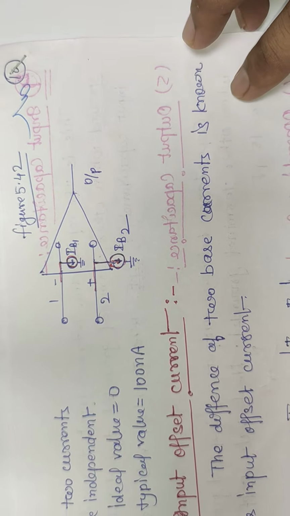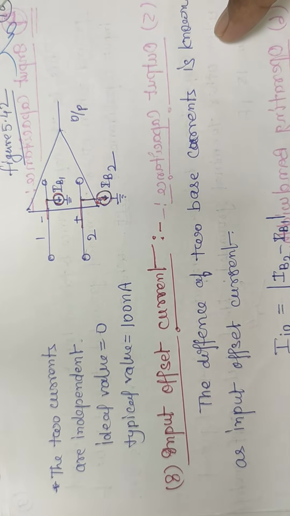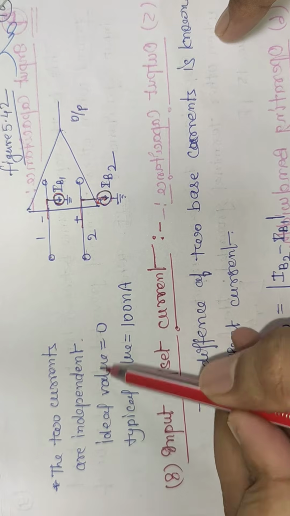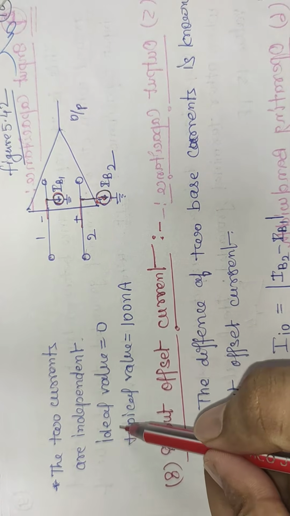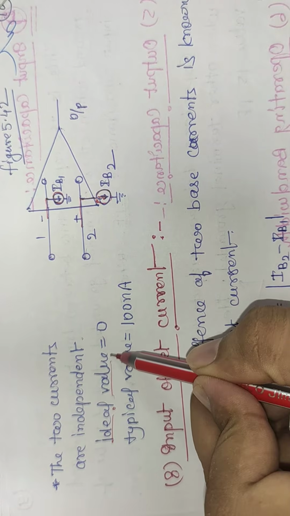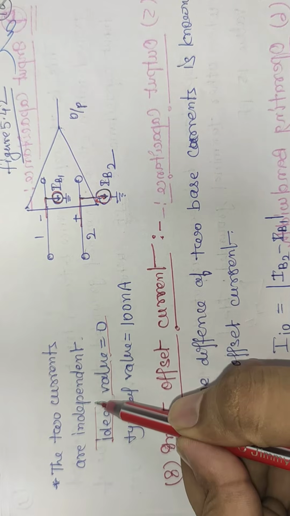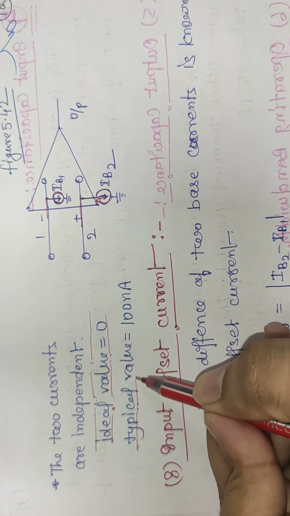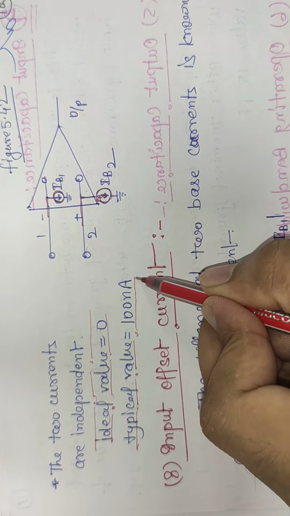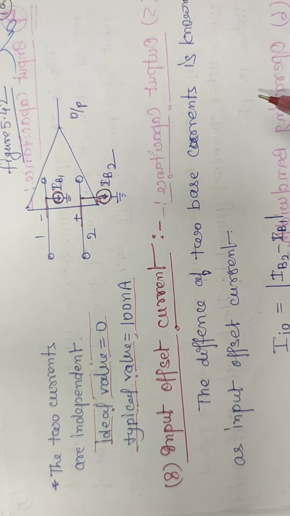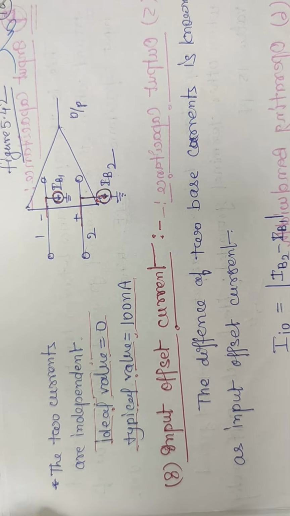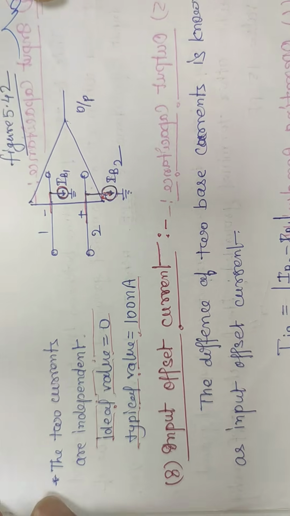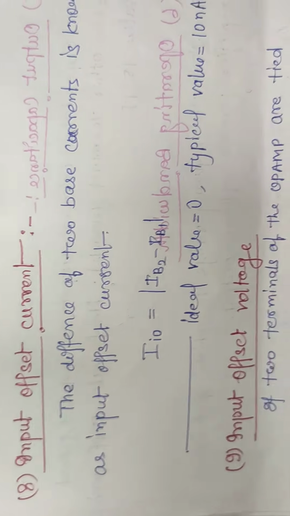Okay, these two currents are independent of each other. Ideally input bias current should be 0, and the typical value or practical value of input bias current is 100 nanoampere. Okay, this is what the operational amplifier input bias current is.